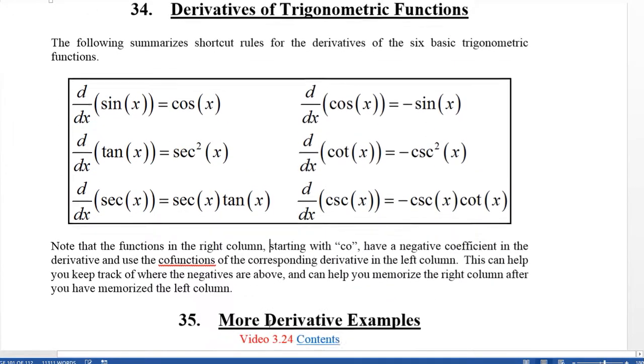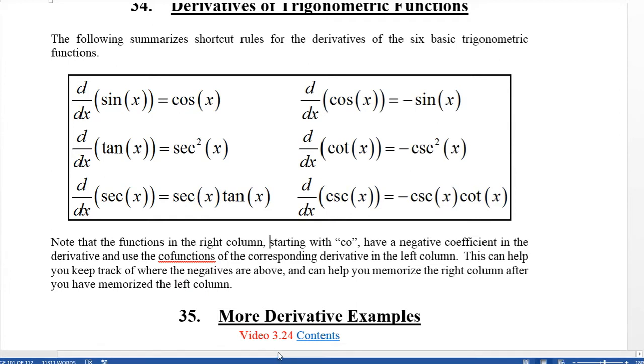So in the next video, we're going to go along and practice using these 6 derivative rules, along with some of our earlier rules as well, to put them into use.